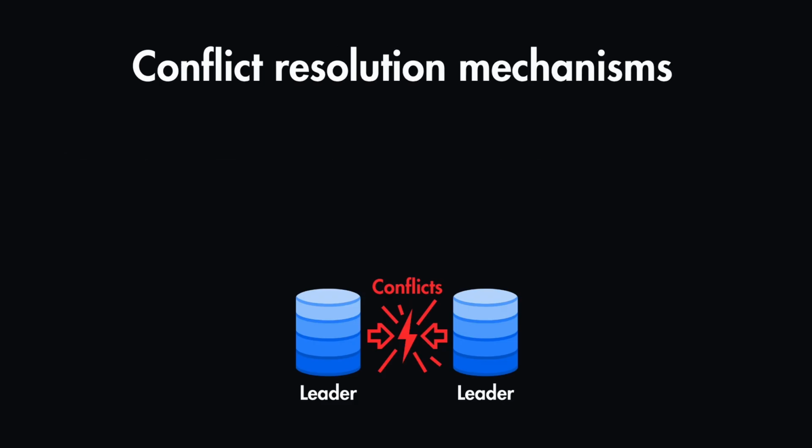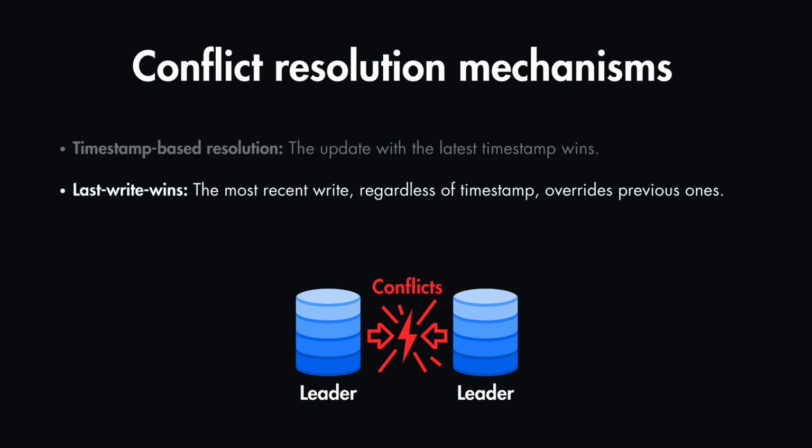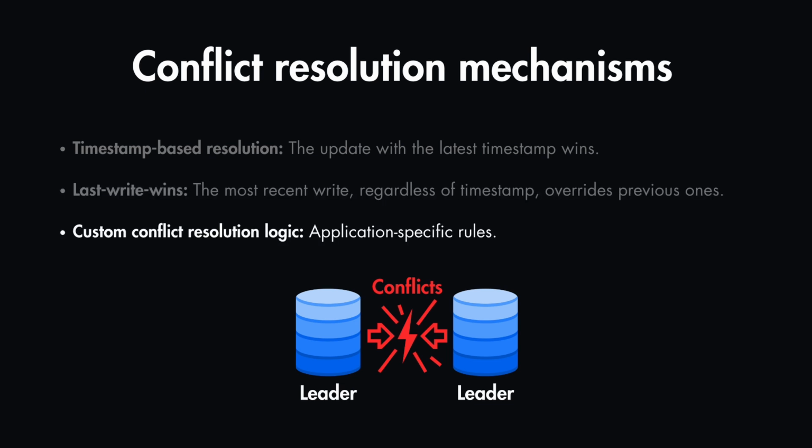And to maintain this data consistency, we have conflict resolution mechanisms. One example of this is timestamp-based resolution. In this case, the update with the latest timestamp wins, which means if you have two records that were updated in two leader databases, the one that was updated more recently will overwrite the other one. We also have the last write wins mechanism, where the most recent write, regardless of its timestamp, overrides the previous one. And this also can be custom. You can set up application-specific rules that can be applied to resolve conflicts based on the nature of the data and the behavior of your system.